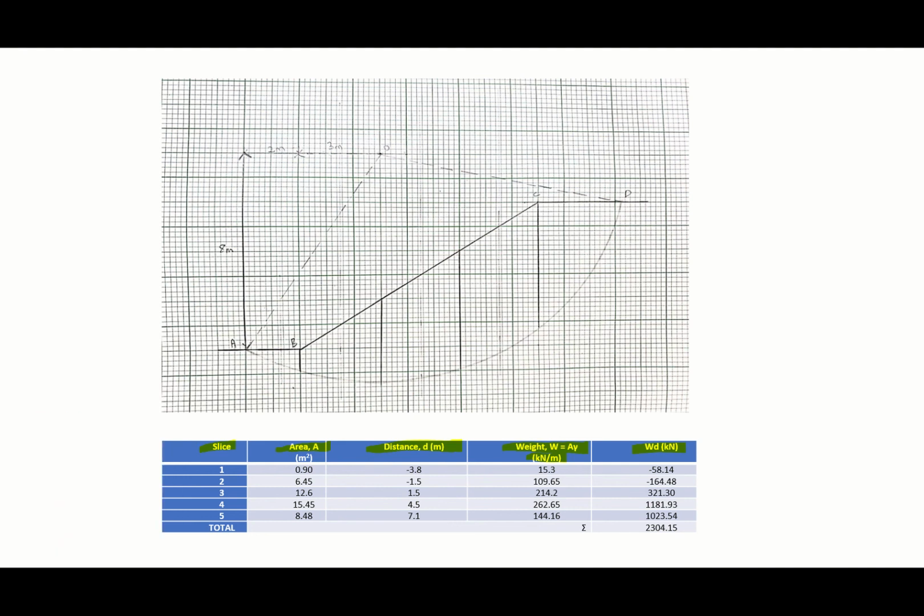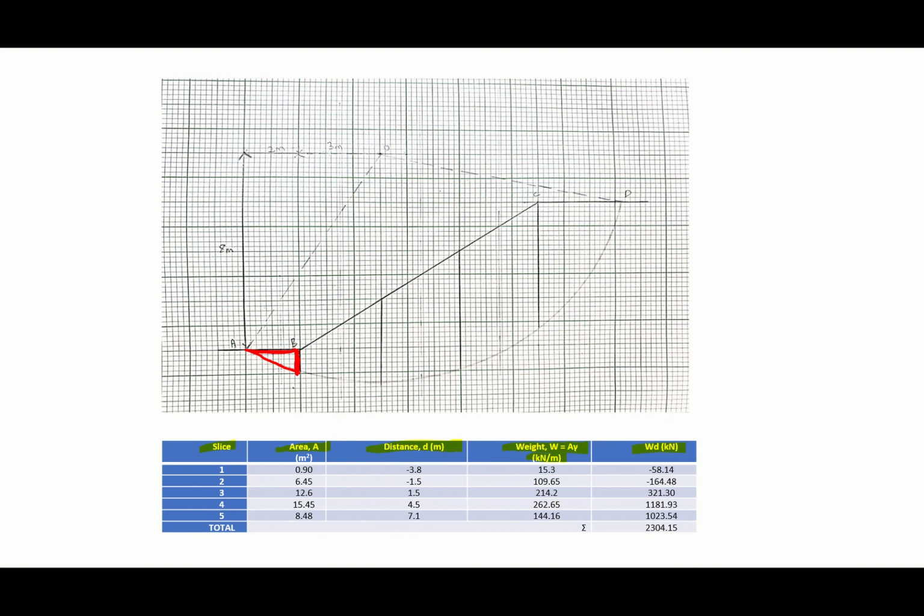Okay, and then the solution in the workbook says to calculate the area for every slice. Okay, for slice number 1, this is slice number 1. The shape is almost like a triangle. So you must calculate the area using the triangle area formula, and then get the value for that area.